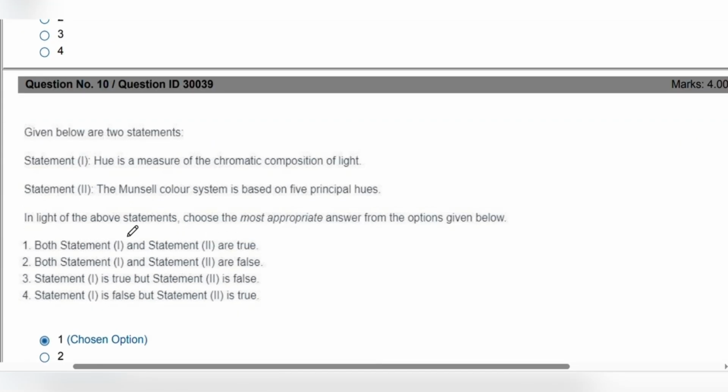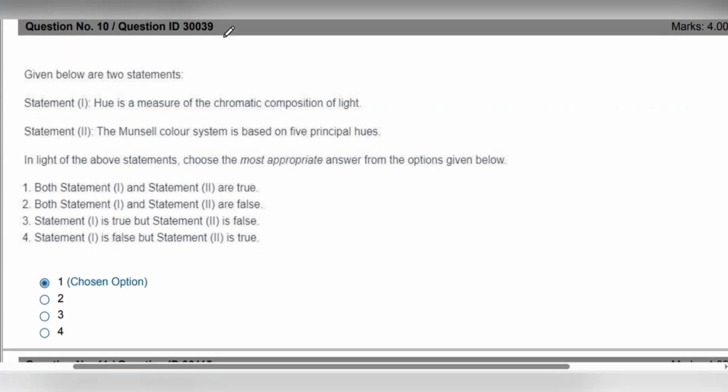Moving on, these questions are also very important because these are true false type questions, and these are also not straight questions and will be a critical point for deciding your rank. So statement 1, we were discussing this earlier. If you remember, I said hue is a measure of chromatic composition of light. It is absolutely correct. It is the primary shade of color. It determines the primary wavelength, the primary composition of the light in question.